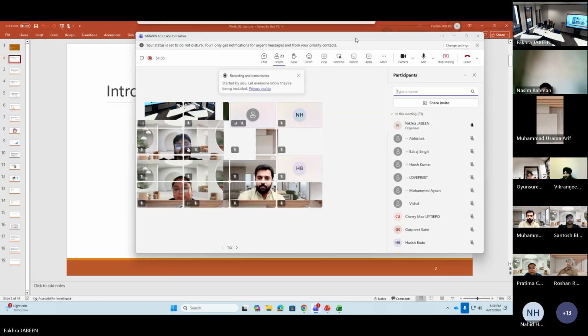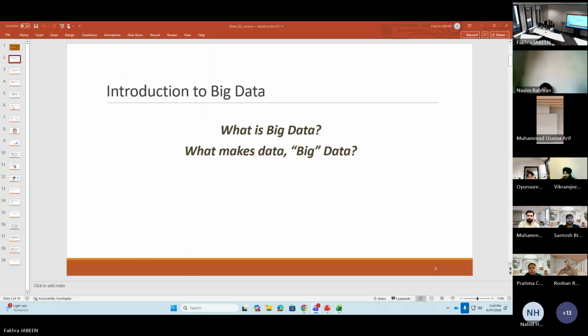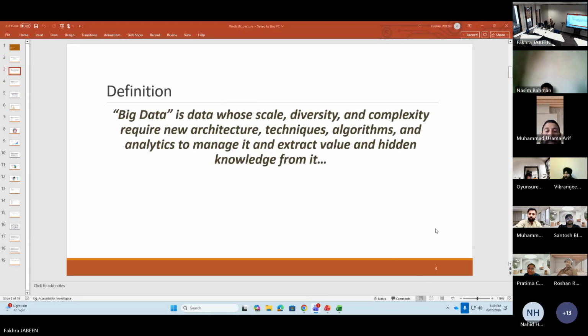What else? Online students, you can either type in the chat window or you can unmute yourself. What do you think is big data? Massive and complex database. Yeah, it is complex. Okay. So as the term suggests, big. So how big does the data set have to be?